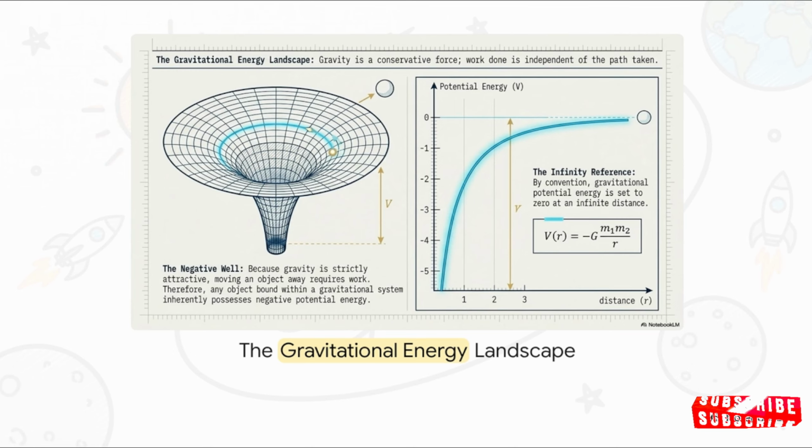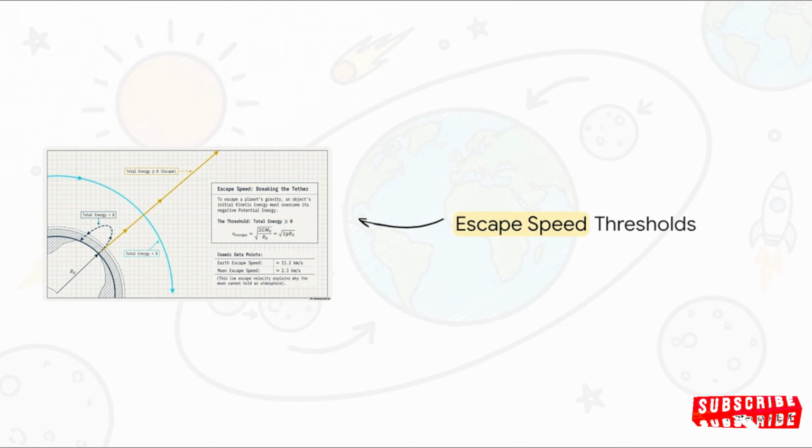And by convention in physics, we set gravitational potential energy to 0 only when you are an infinite distance away. To break that tether, your initial kinetic energy from a launch has to be massive enough to overcome that negative potential energy well. The magic threshold here is that your total energy must be greater than or equal to 0. That is your escape speed. Down here on Earth, that number is huge, about 11.2 kilometers per second. But on the Moon, it's only 2.3 kilometers per second.